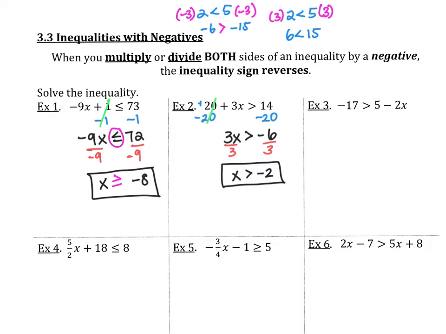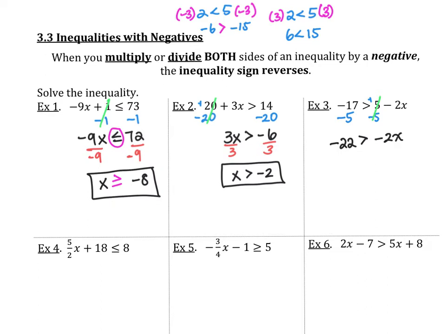It says negative 17 is greater than 5 minus 2x. It's written backwards, but I can solve it. Let's see, 5 minus 2x, so this is a positive 5, so I'm going to subtract 5. Negative 17 minus 5 is going to be negative, and since they're both negatives, I add them up. Keep the symbol. That cancels, and then I'm going to bring down the minus 2x.